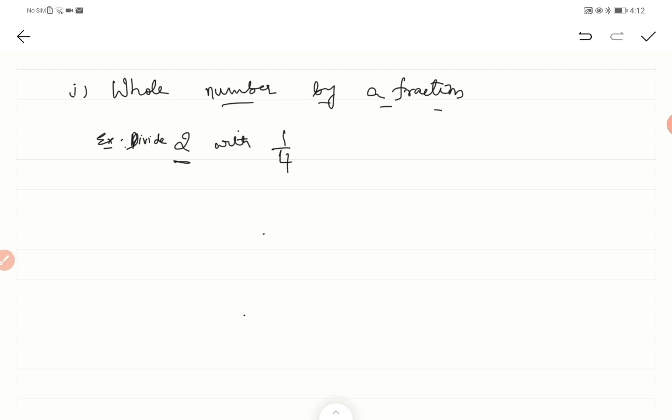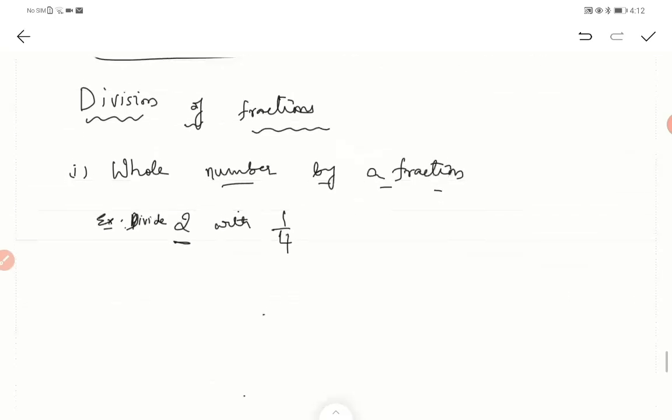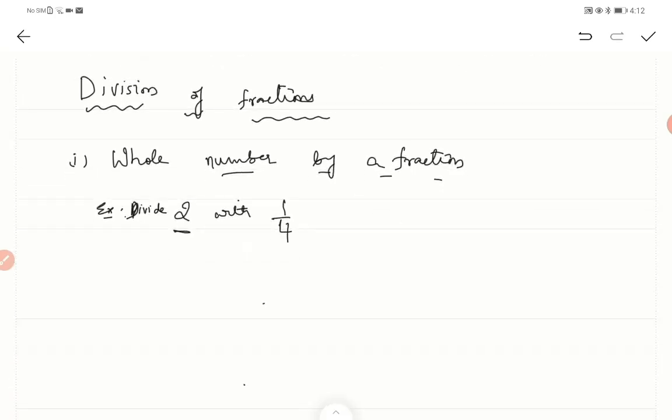Welcome again. Okay, so today we will discuss division of fractions. Alright, so in the last class we had discussed multiplication of fractions with a whole number and also multiplication of two fractions. Now let us see division of fractions.